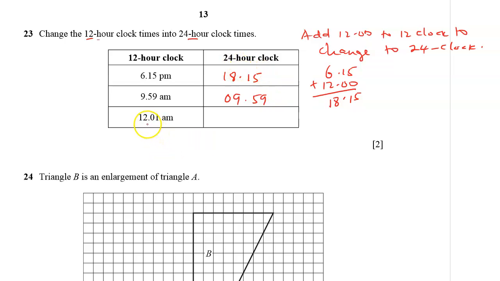Then just after midnight, you are supposed to take away. You can basically add, but then it will be 24:01. We don't have time beyond 24. A day has got 24 hours, so it becomes 00:01.